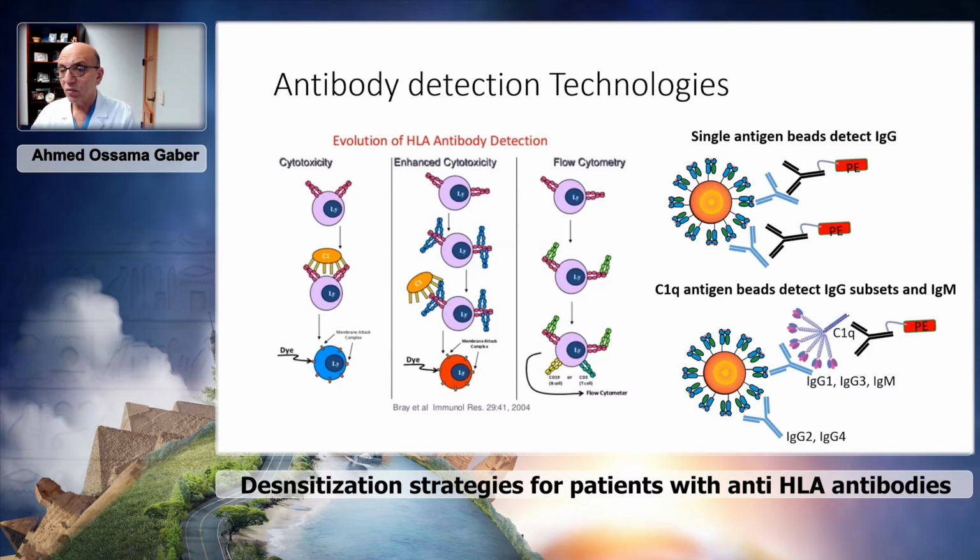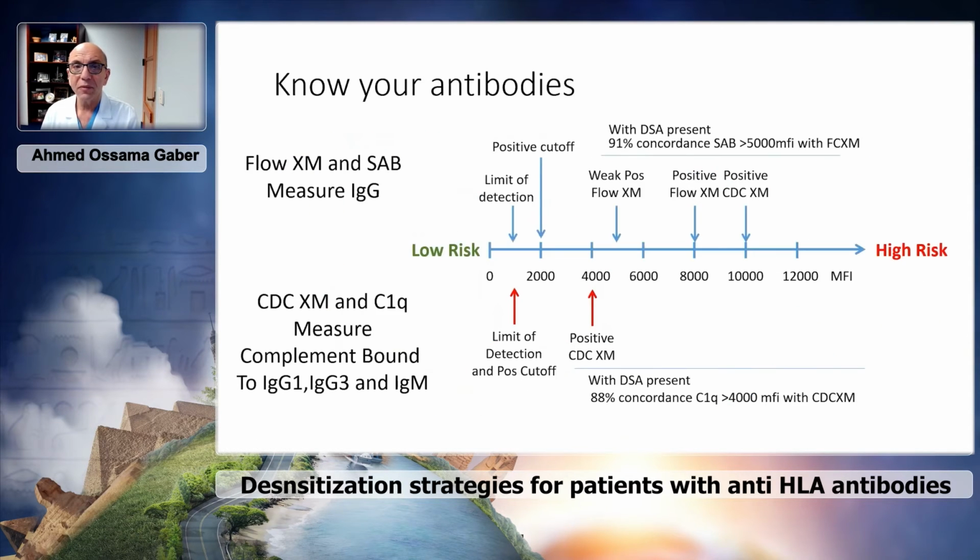Another important thing is that C1q, which is the complement activation, can be detected by looking at IgMs and not only IgGs. That actually gives us an idea about the antigen density and its impact on the graft. If you look at this curve, on the top you see the flow cross-match and single antigen beads. Both of these measure IgGs.